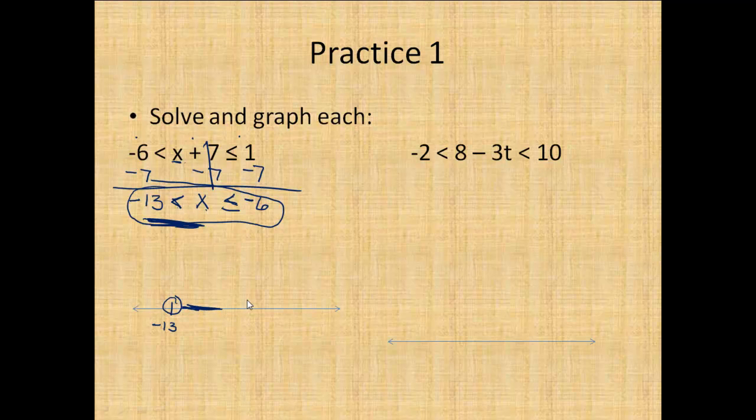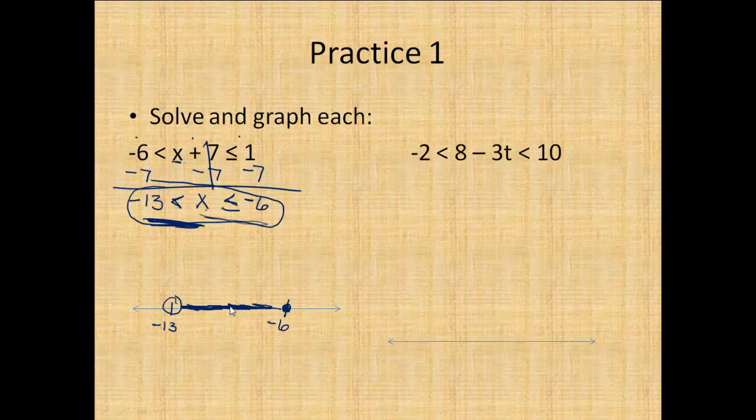Now when you're doing compound inequalities, don't get carried away and go all the way to the arrow yet, because with a compound inequality we have to fulfill two requirements. I have to be bigger than negative 13 and at the same time be less than negative 6. So if I put negative 6 here, since it's less than or equal, I would have a solid circle, and I want numbers that are smaller than negative 6, so that means I'm going to go to the left.